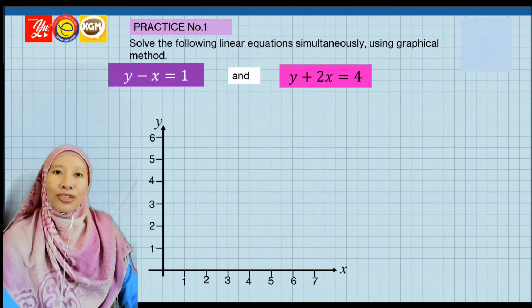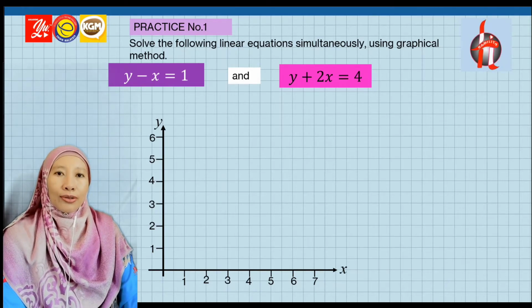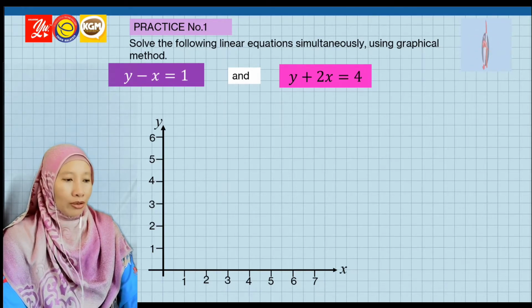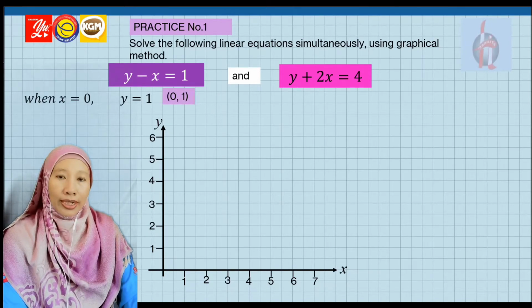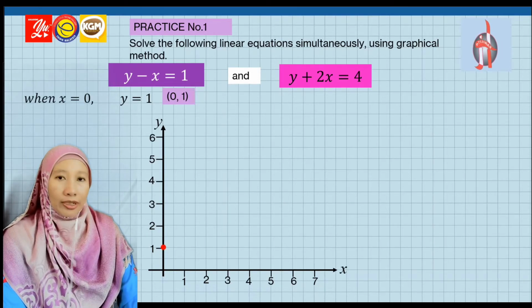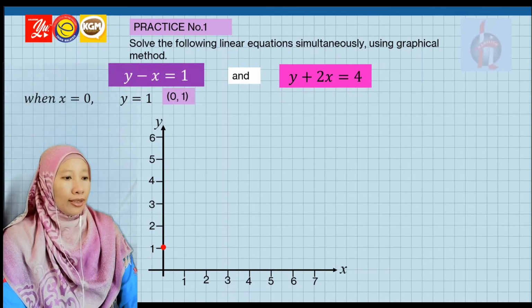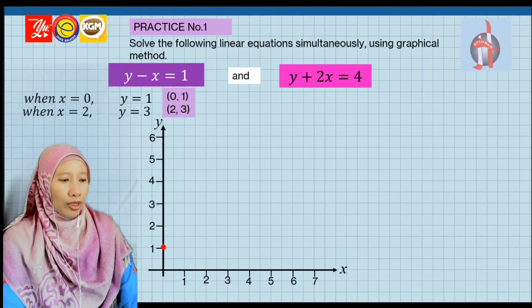What must we do first, guys? First, we have to determine two pairs of coordinates for the first equation. Let's try to do the purple equation. We choose x equals 0 and calculate y, you get y equals 1 and the coordinate is (0, 1). Then we plot coordinate (0, 1). Then we find another point. We choose x equals 2 and y equals 3.